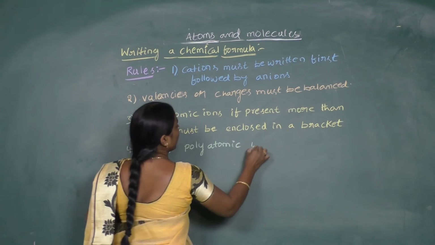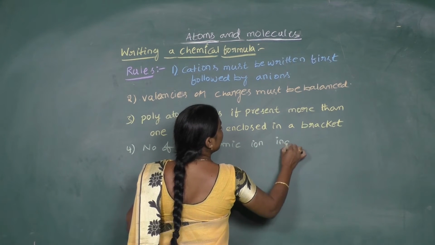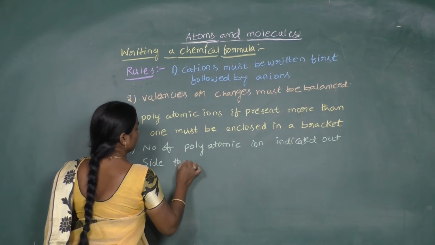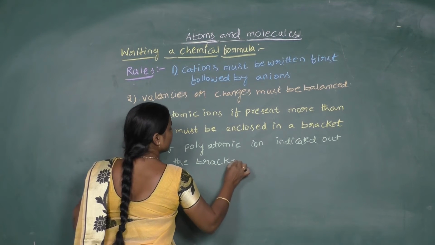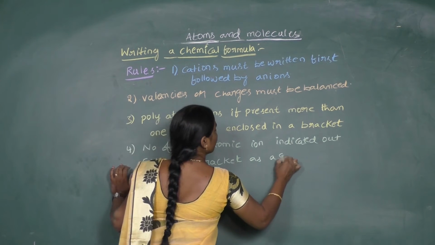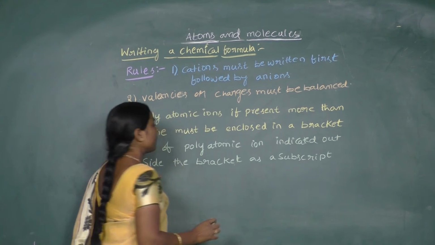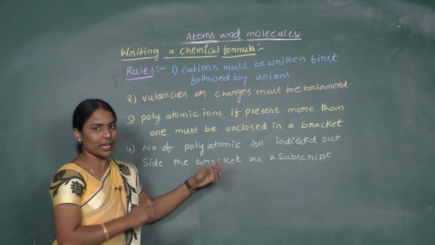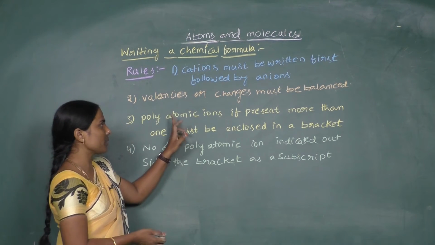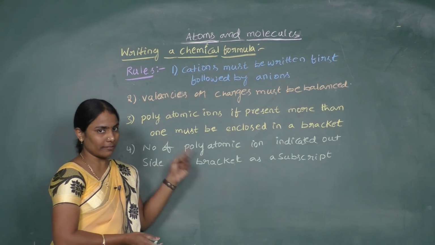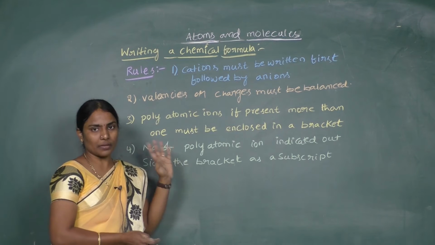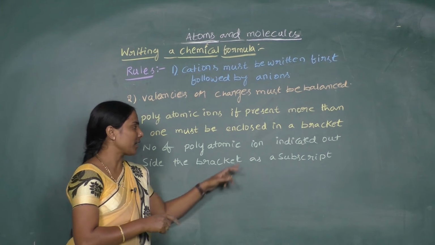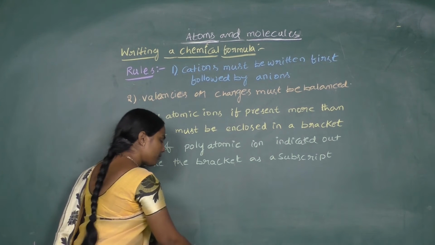After enclosing them in a bracket, the number of polyatomic ions is indicated outside the bracket as a subscript. Whatever the extra number is, indicate it outside the bracket, because we already discussed that if polyatomic ions are present more than one in number, you have to enclose them in a bracket and indicate their number outside the bracket as a subscript. Now let's see a few examples.